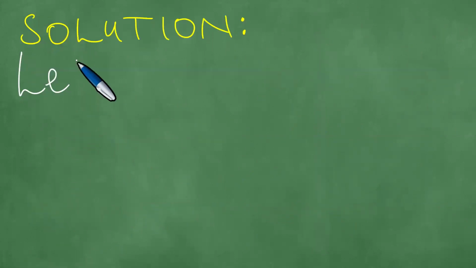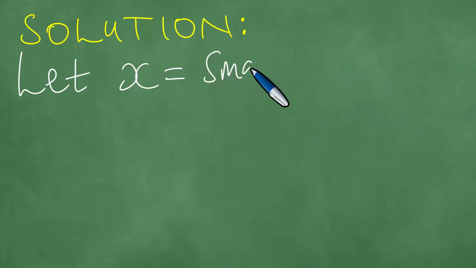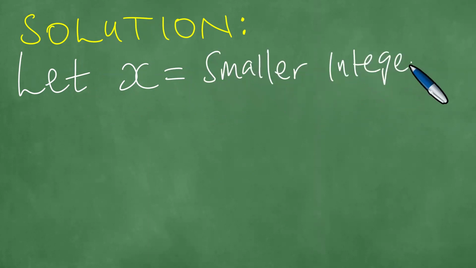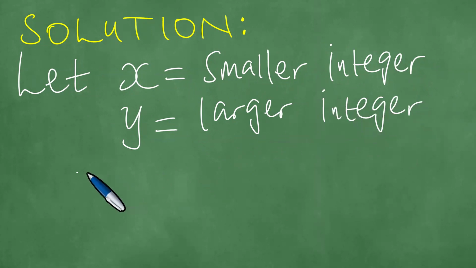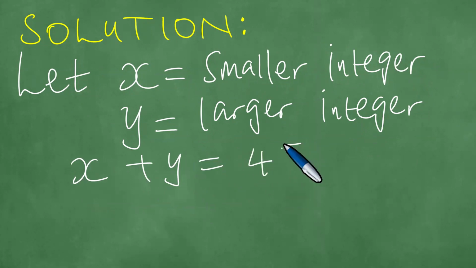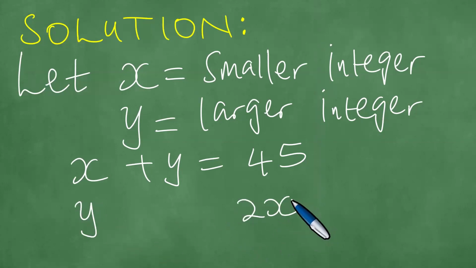First things first, we let x be equal to the smaller integer, and y becomes the larger integer. So that the sum of these two integers is 45.